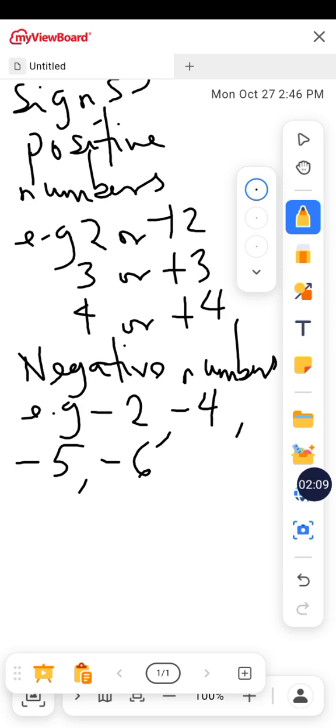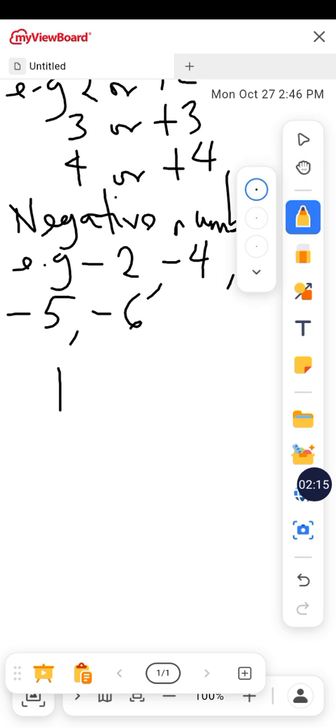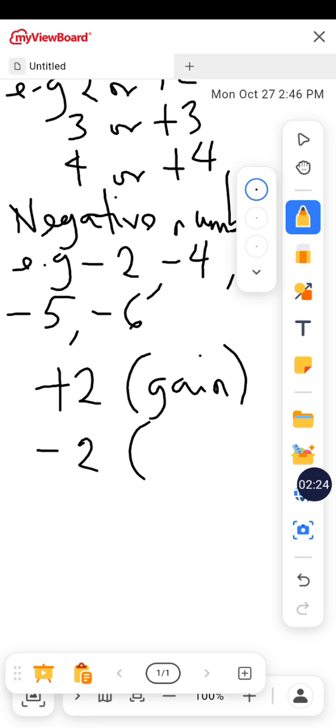So, let us explain this concept. When a number is positive, when I write plus 2, it's a gain to you. That means it's something that you have. But if I write negative 2, that is a loss, something that you do not have.